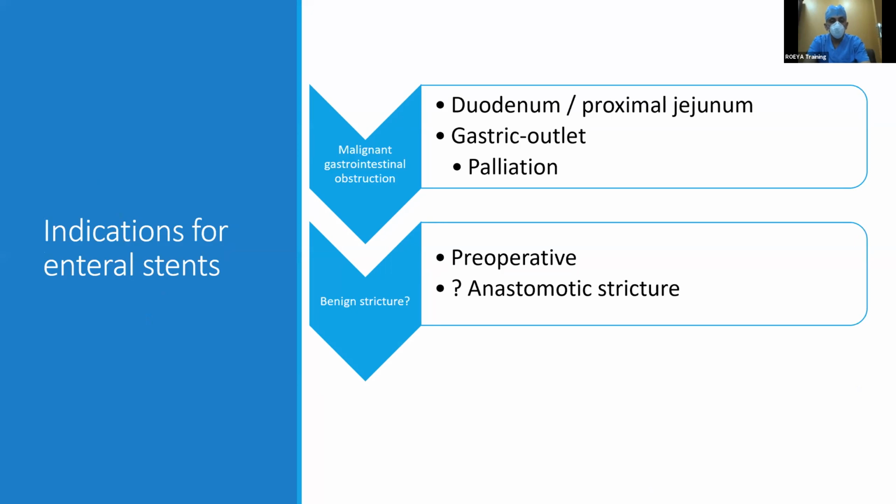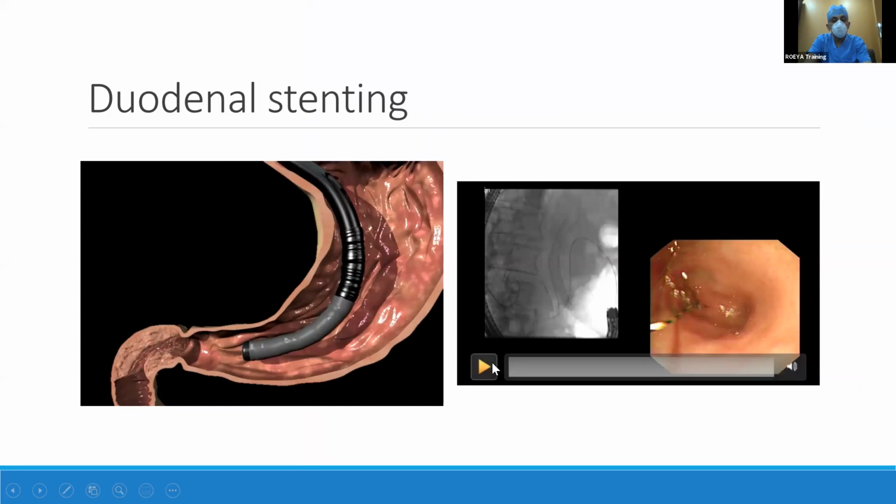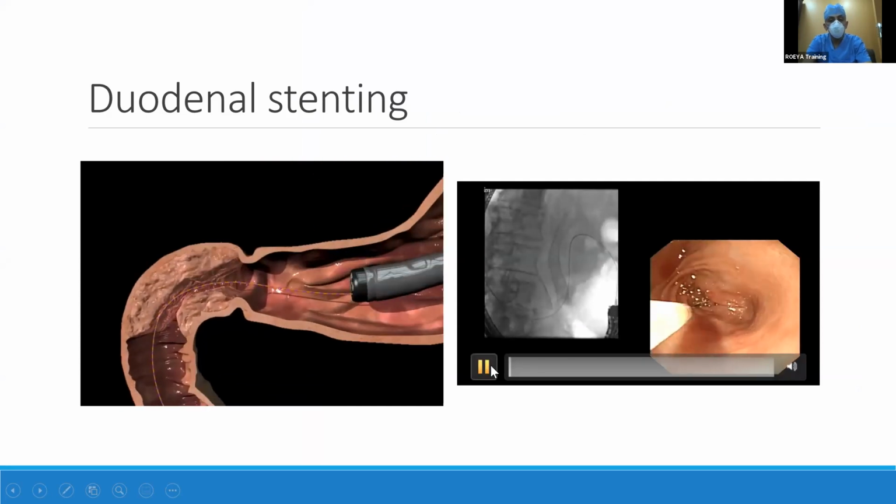The most important one is cancer of the duodenum or infiltrative cancer of the pancreas, where you put this duodenal stent as palliation. There is also some indication for anastomotic stricture, where you put a fully covered stent, which I rarely do. So simply the idea, the duodenal stent is a TTS, which means it's a through-the-scope stent.